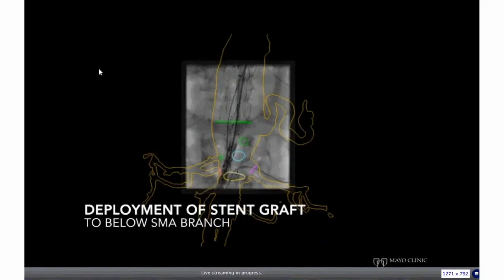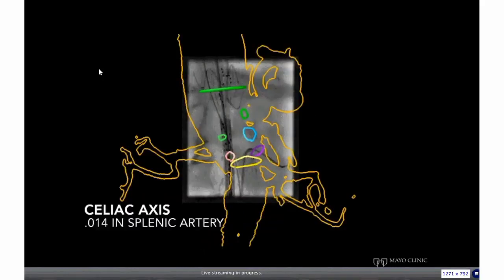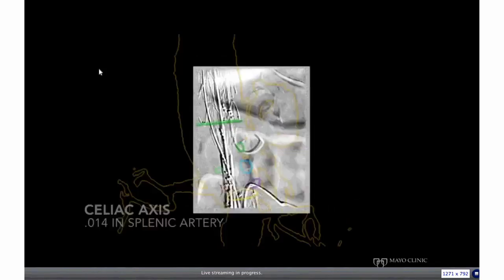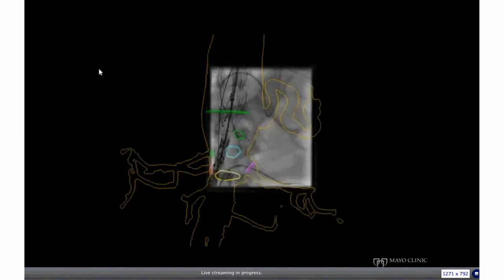In this segment of the video, you see a sheath being advanced into the celiac branch, and using the assistance of the fusion, a catheter is advanced to the celiac axis. This is confirmed with a limited angiography, and a 0.014 wire is then advanced and positioned deep in the splenic artery.